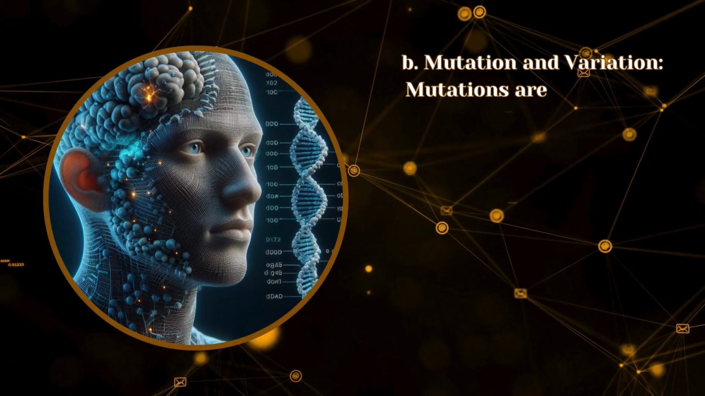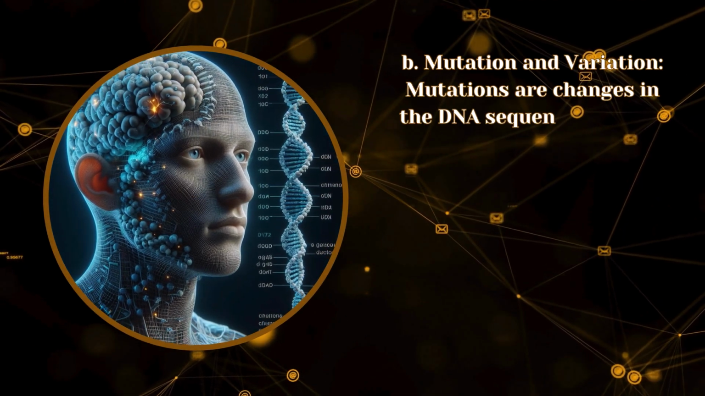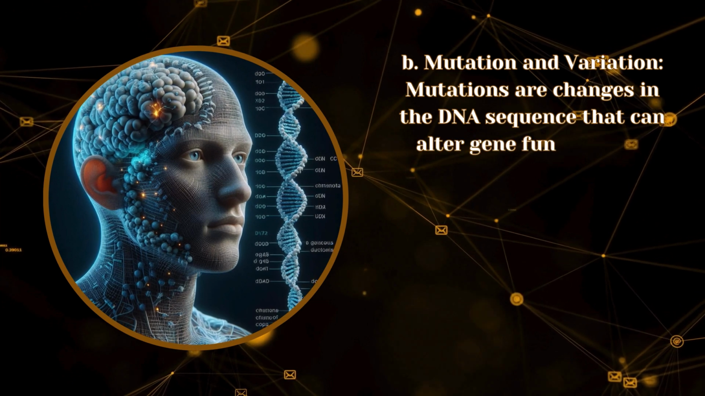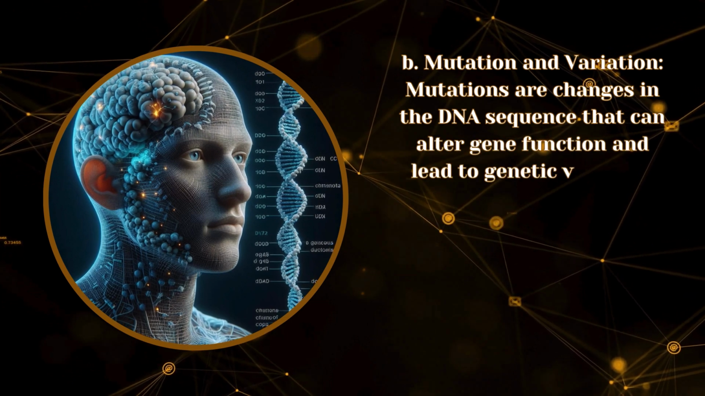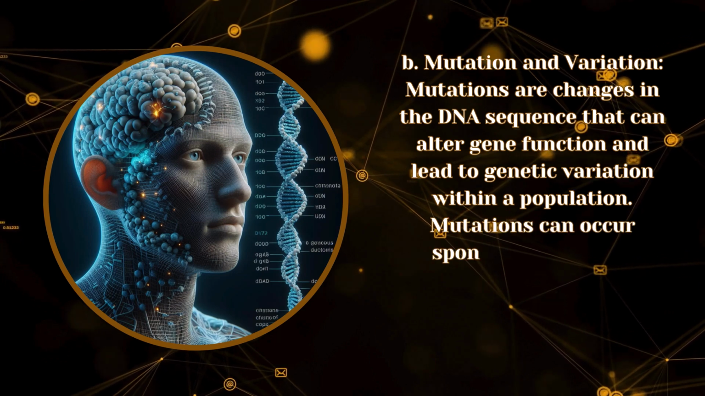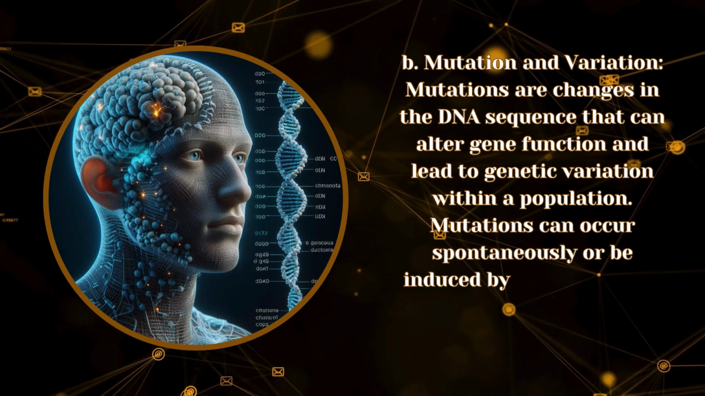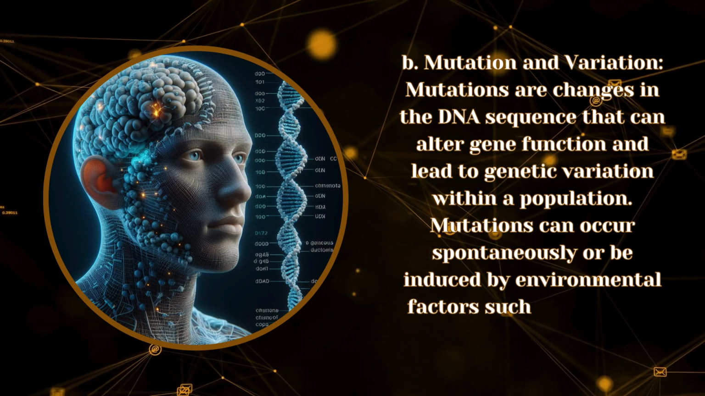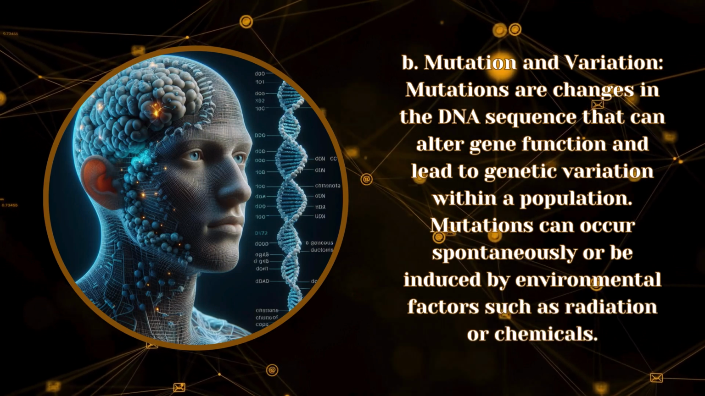B. Mutation and variation. Mutations are changes in the DNA sequence that can alter gene function and lead to genetic variation within a population. Mutations can occur spontaneously or be induced by environmental factors such as radiation or chemicals.